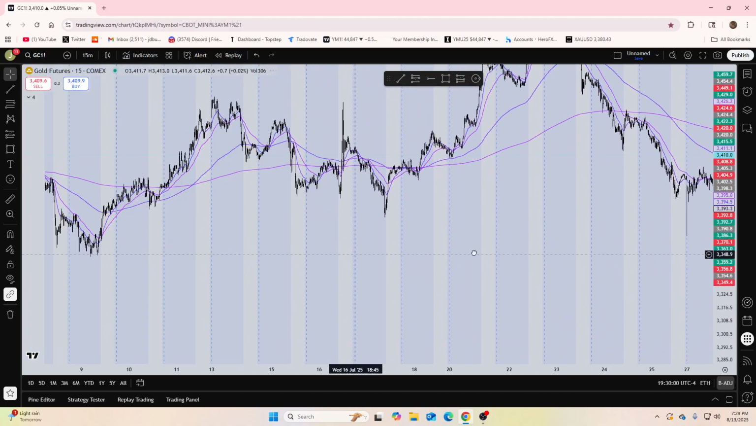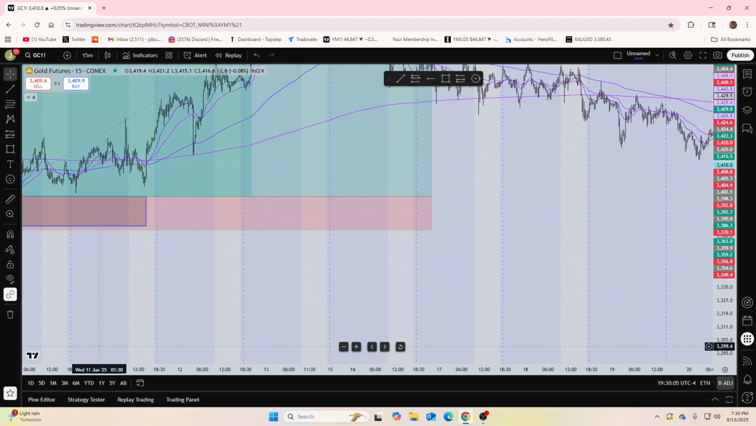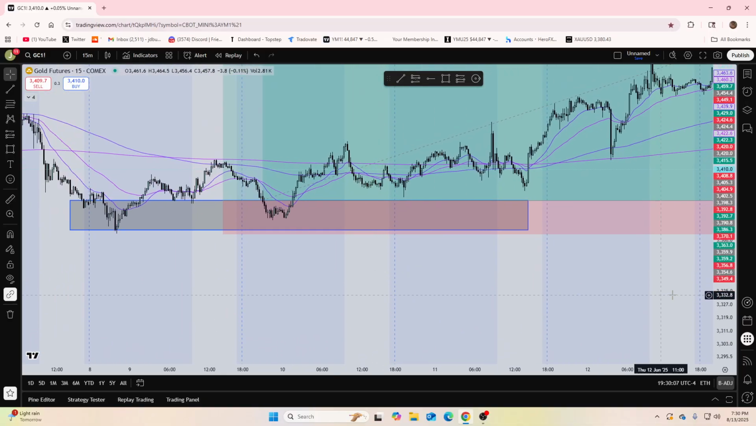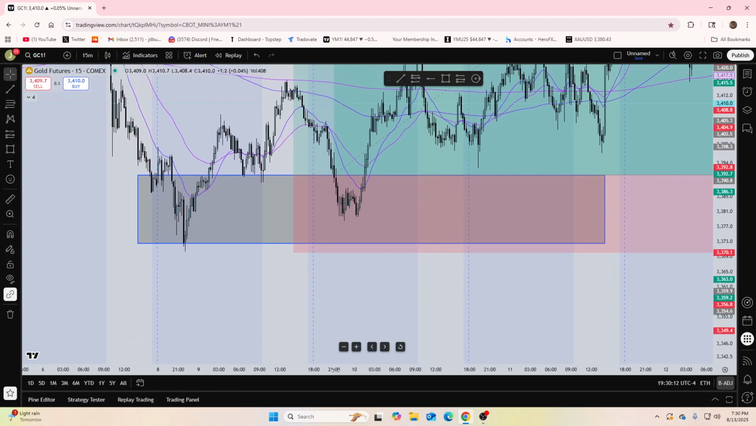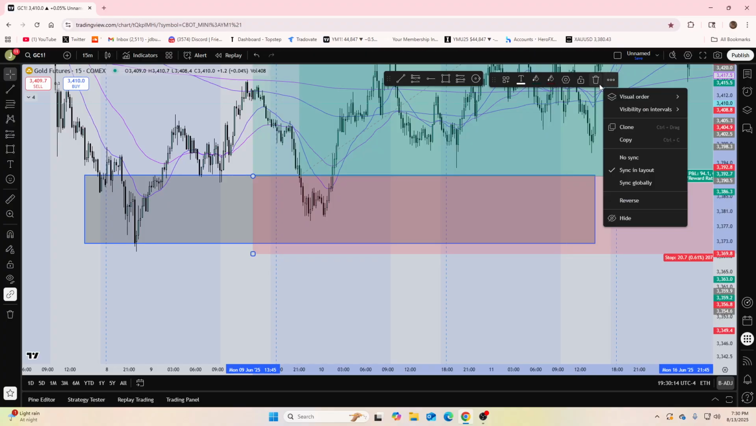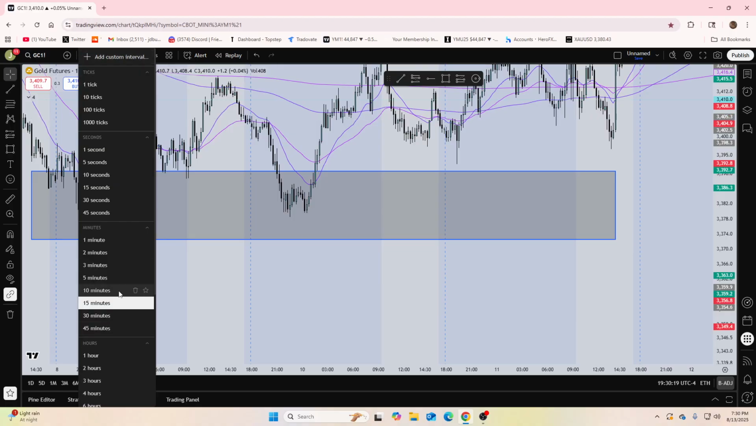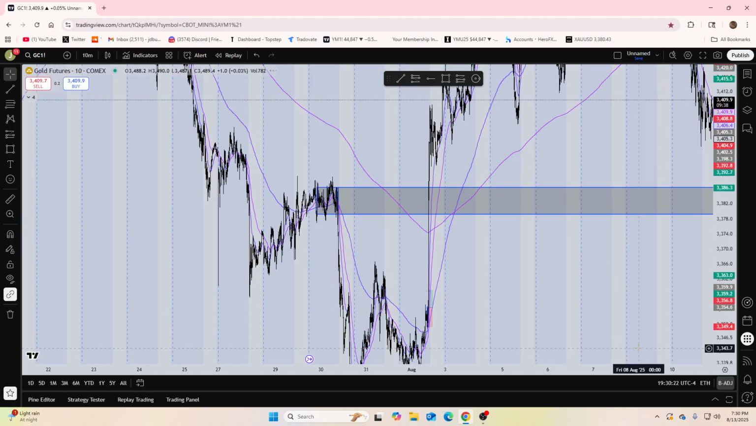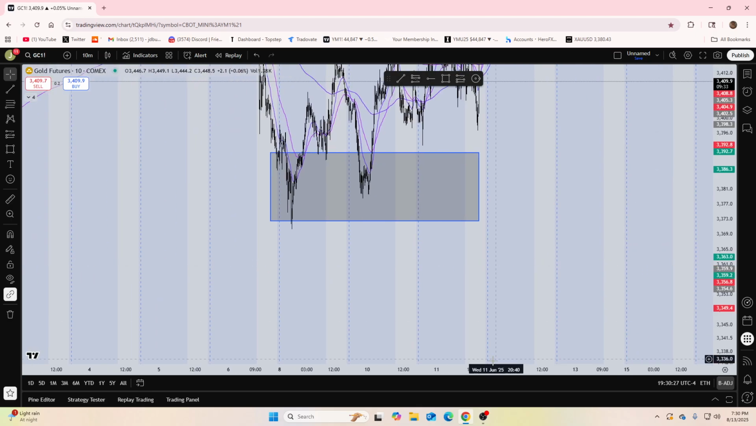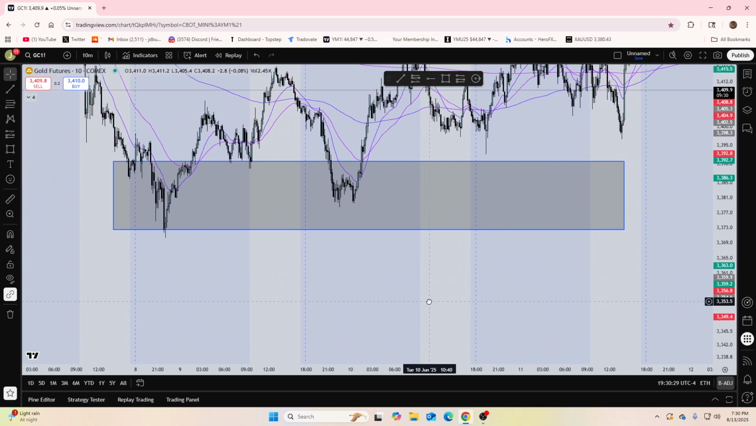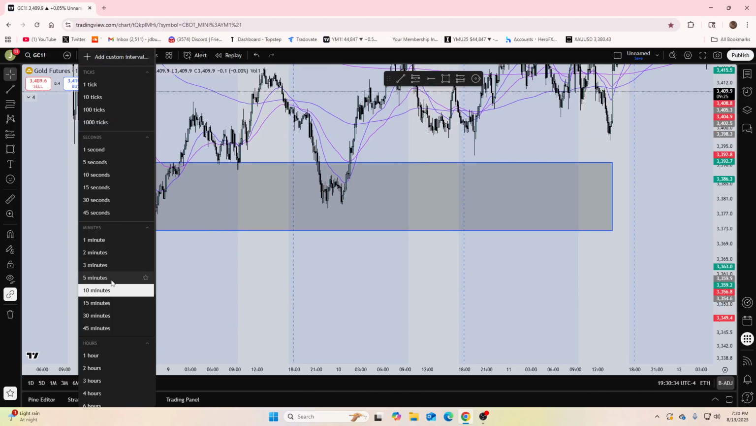Let's see if I can find it. Okay. So we don't have a 15-minute one. Let's hop to our 10. We actually might not have gotten one for this retest. 5 minute.